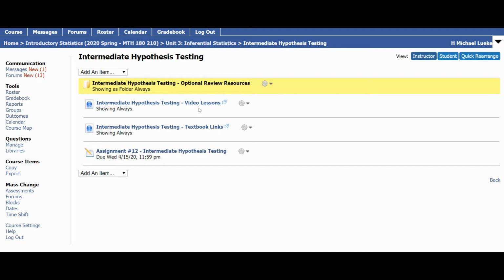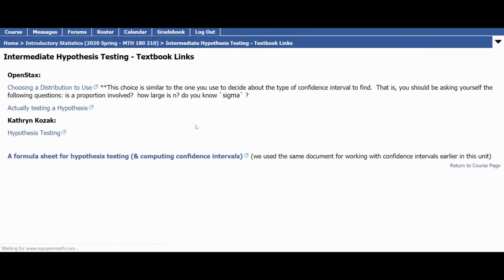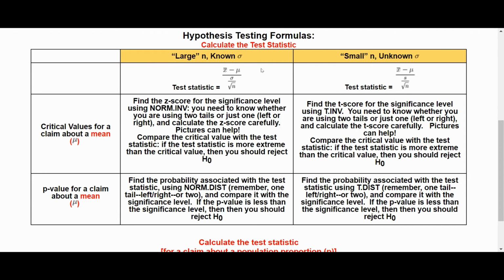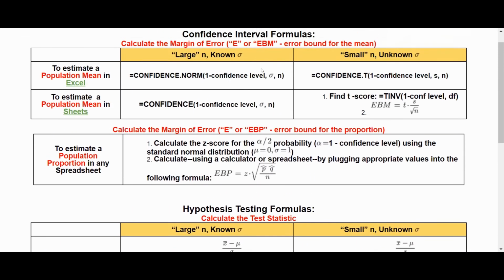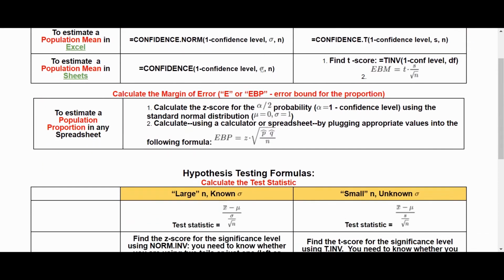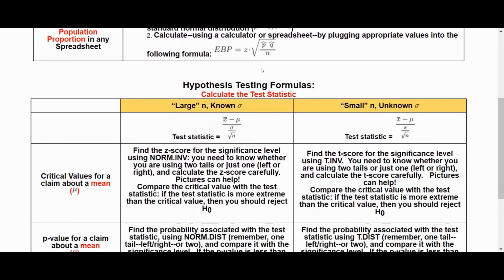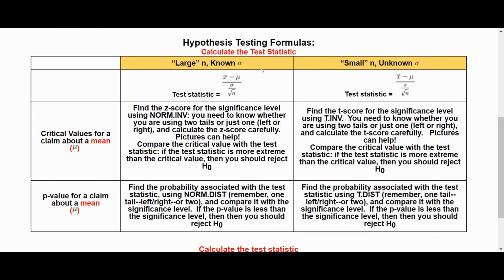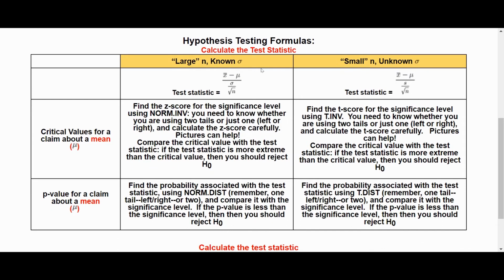here in this section. But I also wanted to point out the fact that in the textbook links section, there's a link here that describes some information that may be valuable to you. So this is a document that hopefully you were using for confidence intervals in the last portion of the unit. But at the bottom of this document is some information about hypothesis testing and the choices that you need to make when conducting a hypothesis test.